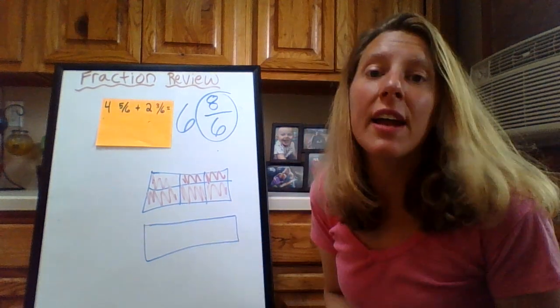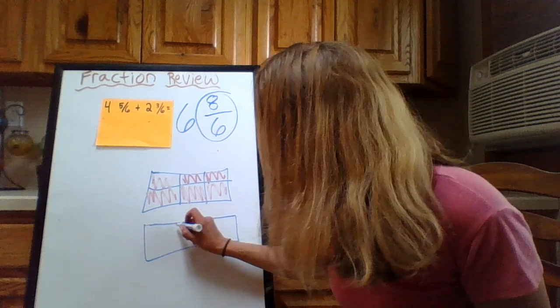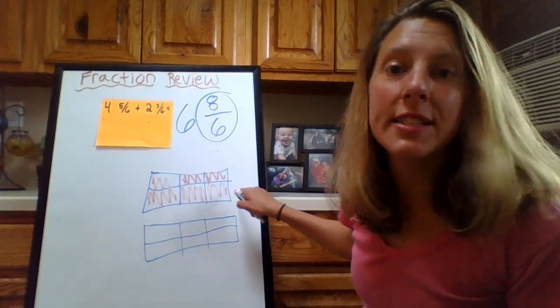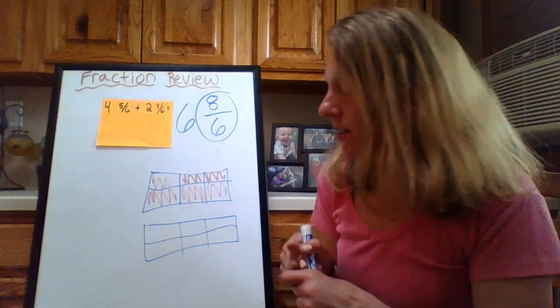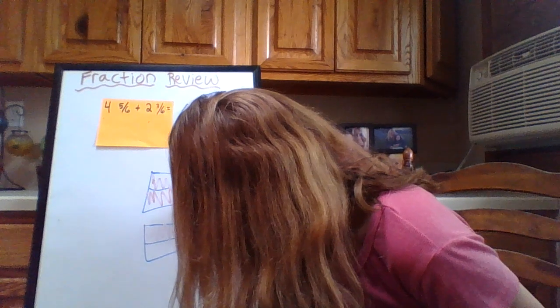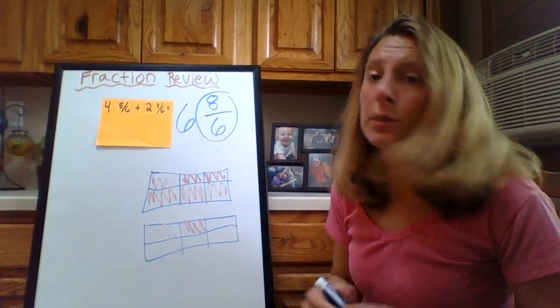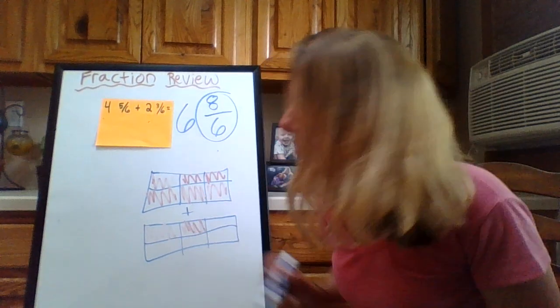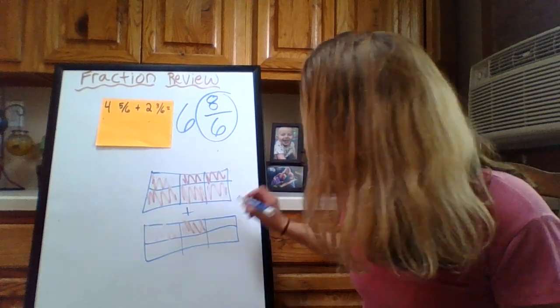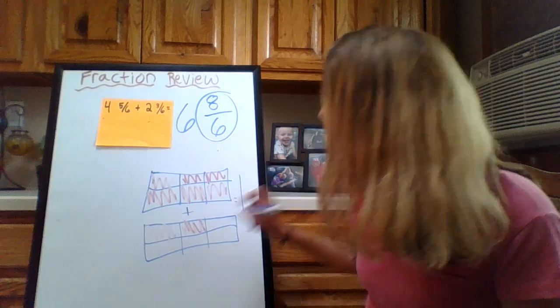I'm going to divide my second whole into sixths. And I've already shaded 6. I need 8. So now I need to shade 2 more. So this picture shows, I'll put a plus sign to show we need to add. We have 1 whole and then 2 sixths.